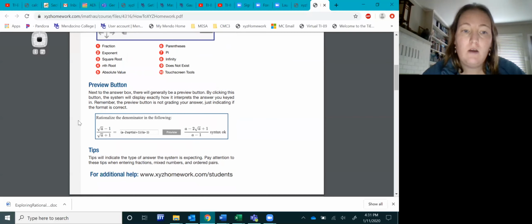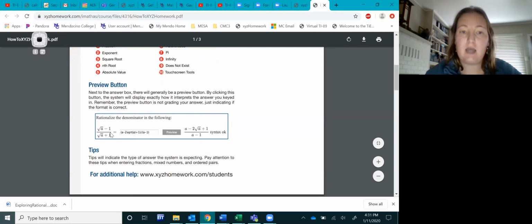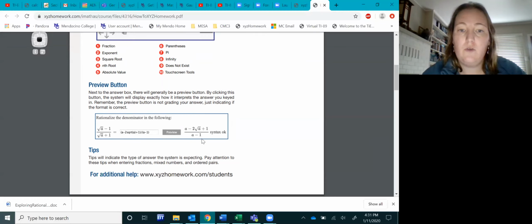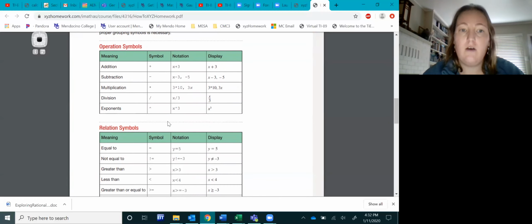The preview button, when you put in an answer, after you hit save, it'll convert it to the typed out version, and then if you look to the right at the preview, it'll put it back in that nice math type format, and it will tell you if the syntax is okay or not. That doesn't mean the answer is correct, it just means that it understands what you're trying to say. For example, you can see here this square root was done by using SQRT and then in parentheses what you're taking the square root of. I have the list here of some of the things.